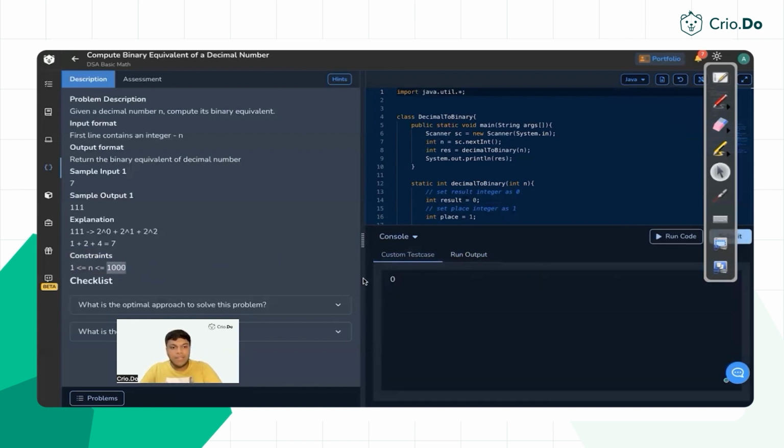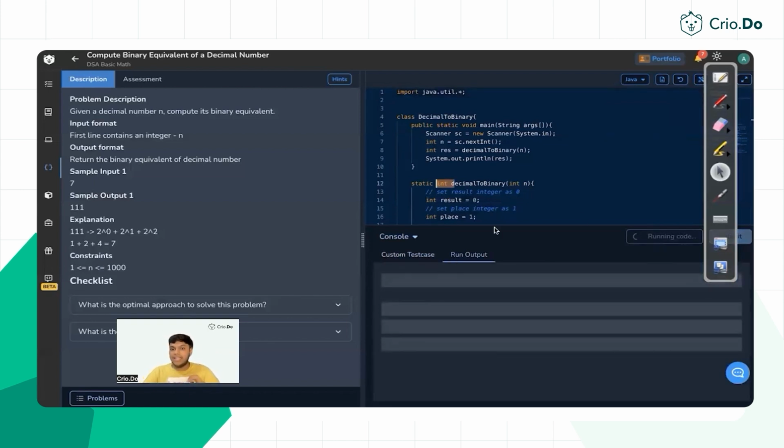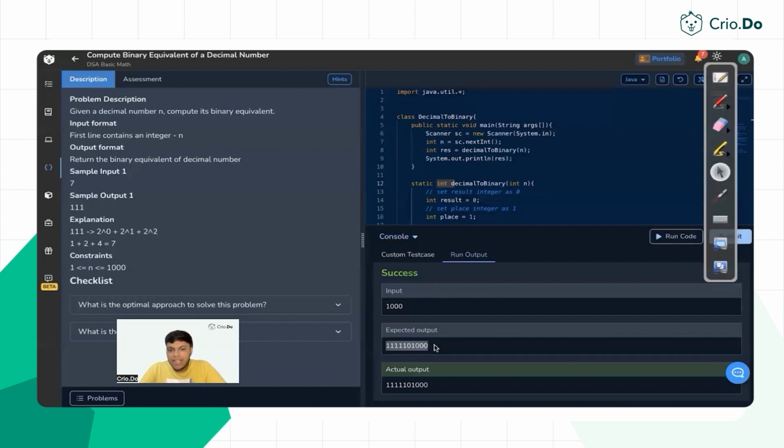What about the biggest number, 1000? Let's try for 1000. Will it be in integer range or not? Because the return type is only integer. Let's see. It is running, taking some time, and it is within the integer range. You can see the number of digits: 1, 2, 3, 4, 5, 6, 7, 8, 9. Let me count again: 3, 6, then 9 and 10. So it is almost within the integer range. That is the biggest number which will have a binary equivalent as an integral value, within less than 2 raised to the power 32 minus 1.